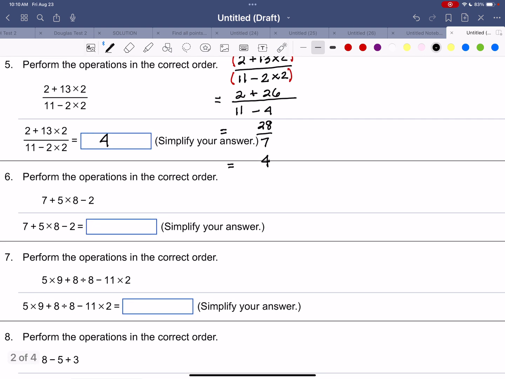Number 6. 7 plus 5 times 8 minus 2. Copy the problem. 7 plus 5 times 8 minus 2. Add, multiply, and subtract. Well, multiplication is a step above addition and subtraction. So 5 times 8 is 40, so I have 7 plus 40 minus 2. So here I have add and subtract. I need to go left to right. 47 minus 2 is 45.